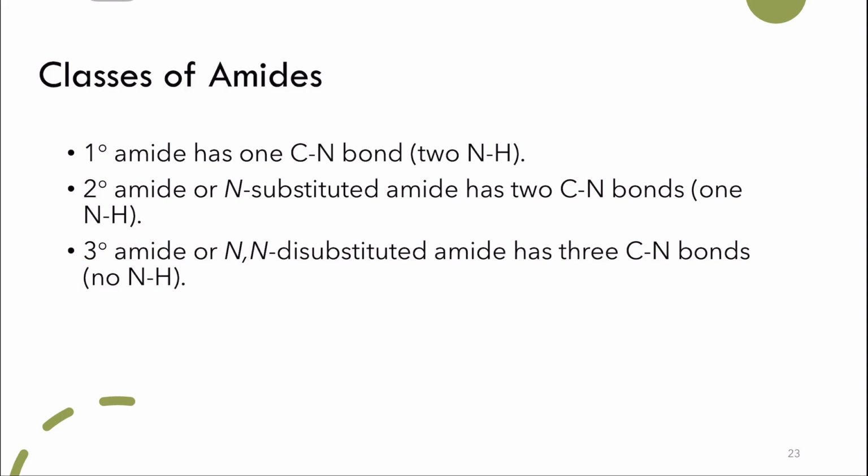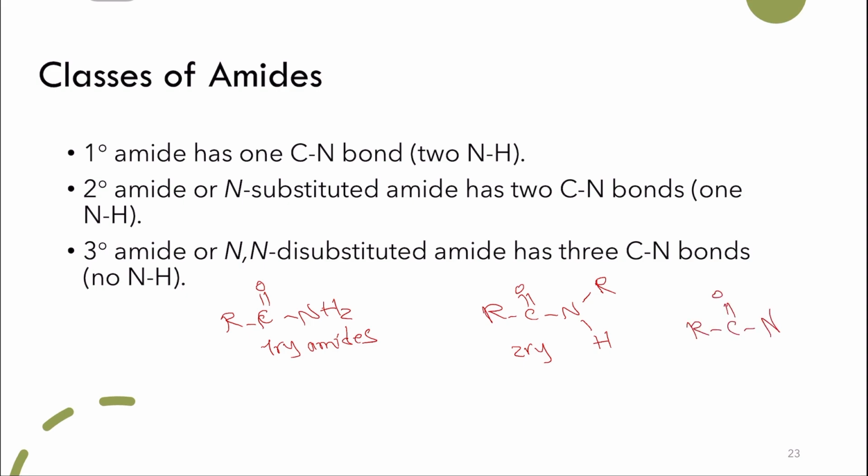Classes of amides. We have 3 classes of amides, exactly the same as amines: primary, secondary, and tertiary. Primary amides are when the nitrogen of the amide group is attached to 2 hydrogens. So these are primary amides. Secondary amides are when you have 1 alkyl group and 1 hydrogen on the nitrogen. So this is secondary. And tertiary amides are when the nitrogen is attached to 3 different groups with no hydrogen at all. So these are called tertiary amides.